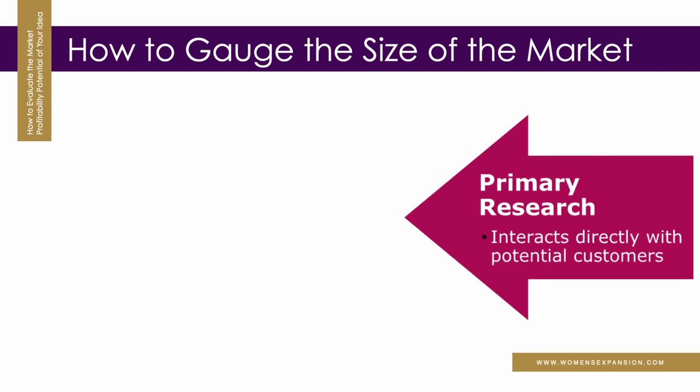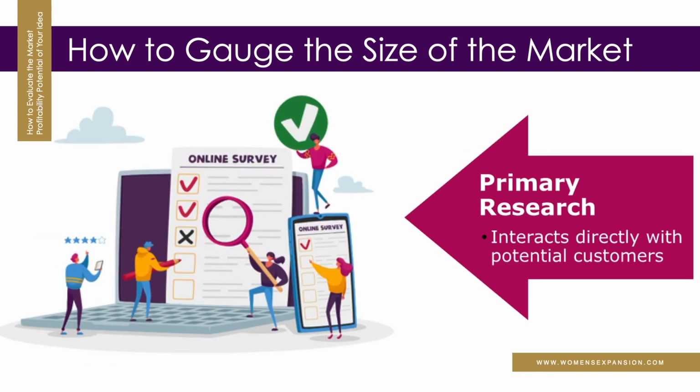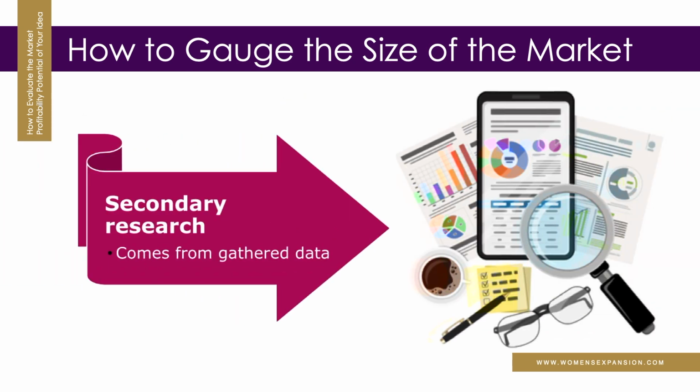Primary research is conducted in the form of surveys, questionnaires, contests, etc. The goal is to find interest in your product or service. With secondary research, data, as mentioned, is gathered internally or externally from industry and government sources. You may find this information in books, journal publications, websites, etc.